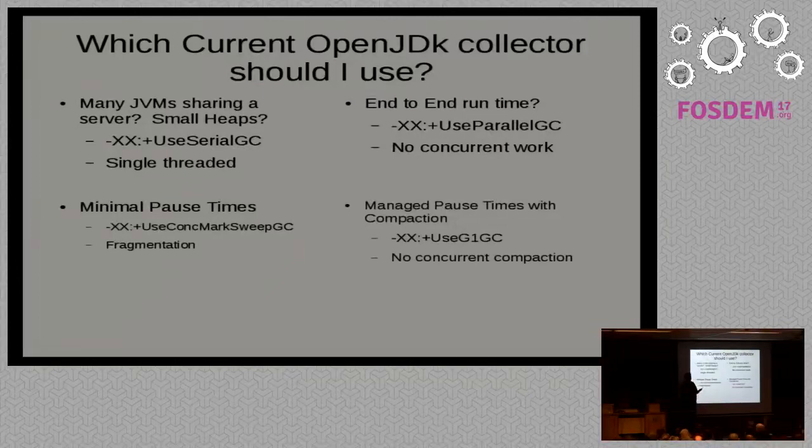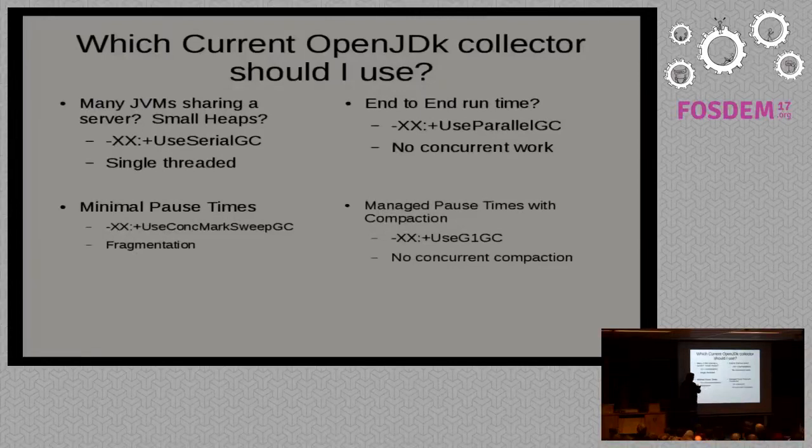If I wanted to minimize pause times with the current OpenJDK garbage collectors, CMS does a young generation collection while the world is stopped, but it never does old generation work while the world is stopped. So that can give you minimal pause times, but it has some problems. Because it's a mark and sweep old generation, you can get fragmentation, and your performance can degrade over time. And if you want managed pause times with compaction, you want G1. G1 works very hard to be able to manage your pause times into whatever particular window you need.